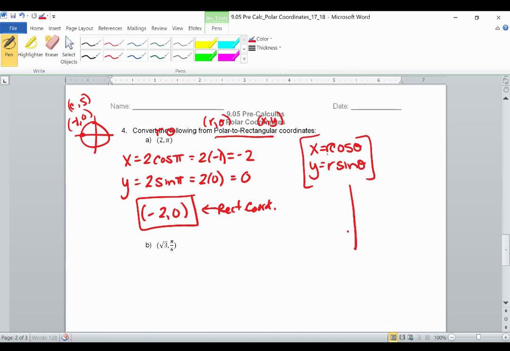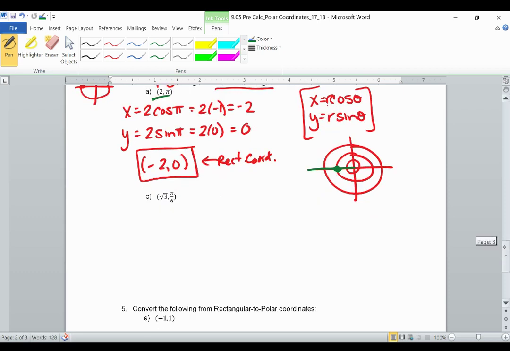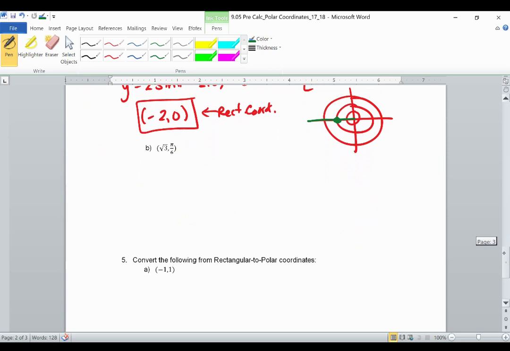So what that means, if you were to graph this out, if we said, okay, we want to graph the point pi, that's over here, and then 2, we're going to go out 2 circles at this point right here. If I want the rectangular coordinates of that, I'm going left 2 units, 2 boxes, and up 0 boxes. Ends up in the exact same spot. So it's the same location that you're graphing in rectangular as it is in polar.